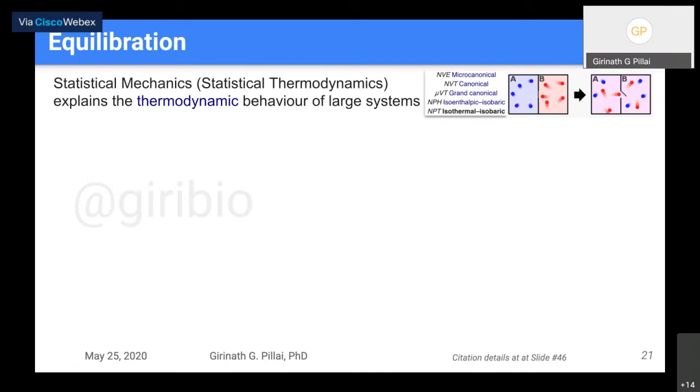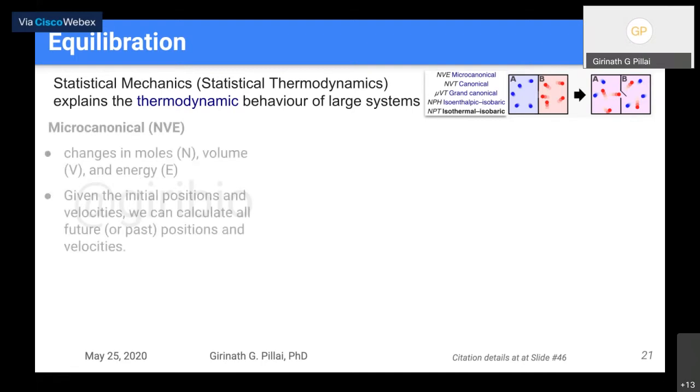So even though in most of the MD programs we talk about NVT, NPT, there are many others also, like grand canonical, isoenthalpic-isobaric, and isothermal-isobaric. There are many other equilibration ensembles available. But we will focus more on what we usually see, that is microcanonical, that is NVE. The moles N, the volume V and the energy E are conserved. Given the initial positions and velocities, we can calculate all future or past positions and corresponding velocities.